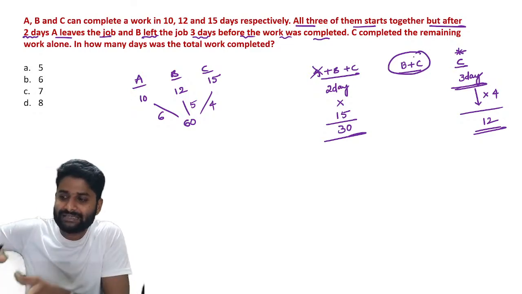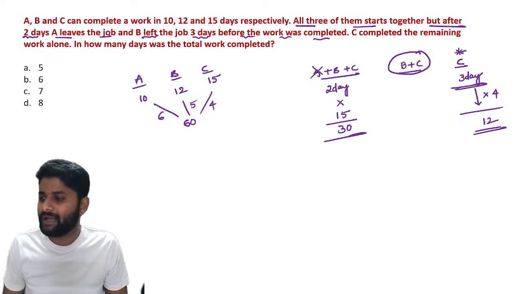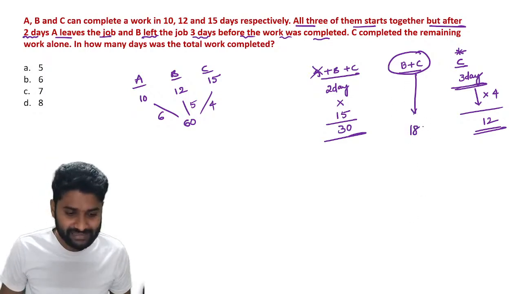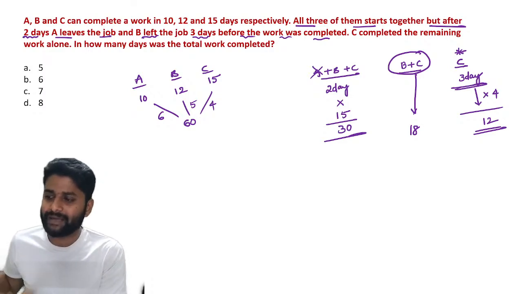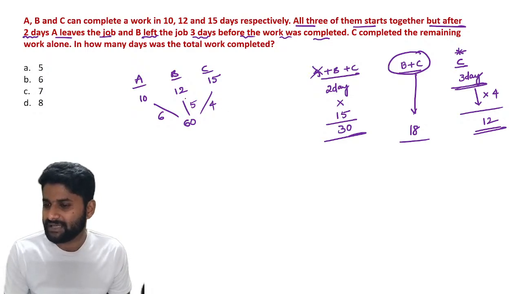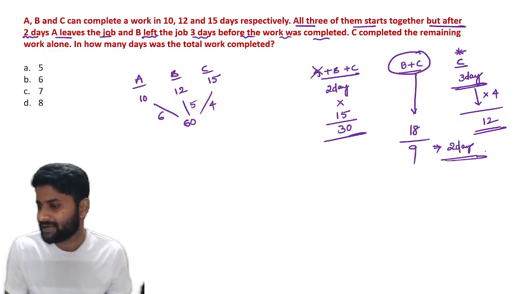Because in the last 3 days, C completed 12 units, then the whole work is completed. It means the remaining 18 units were completed by B and C. Then only C can complete the remaining work in 3 days. Now BC efficiency is 9 units per day. So for 18 units, they will complete it in 2 days.